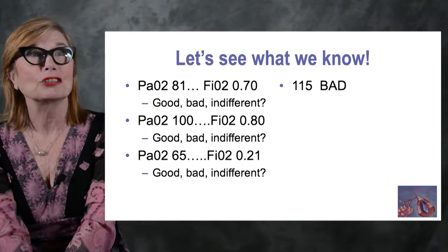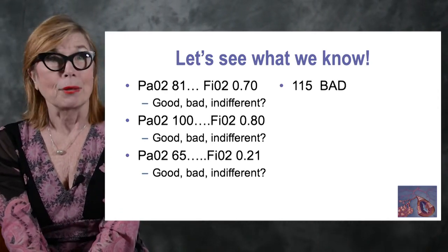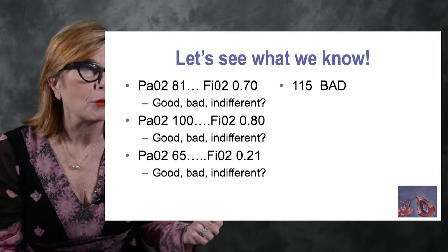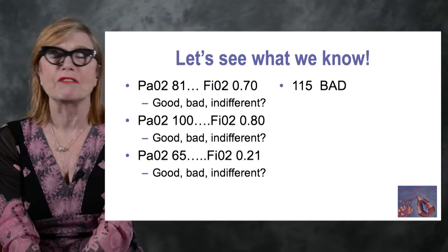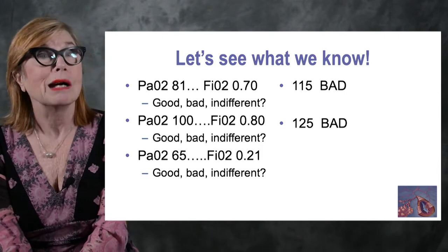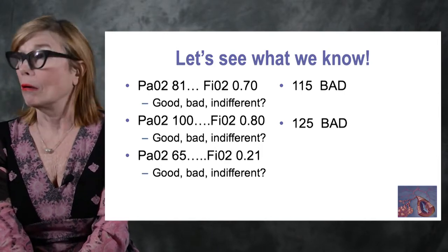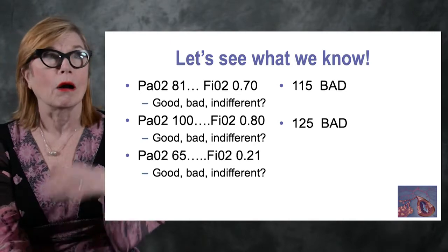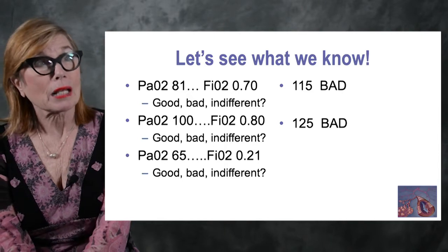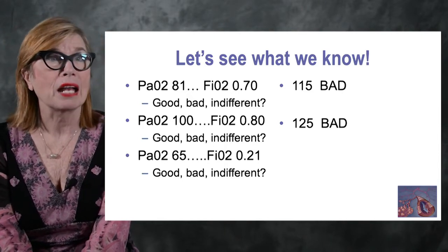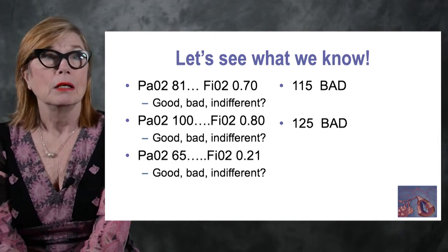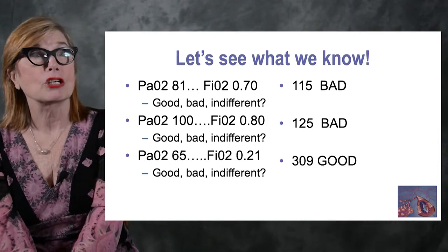And the answers are, number one, P to F ratio 115, bad. 70% FiO2 and a P to F of 115, bad. PaO2 100, FiO2 0.8, 80%. That P to F ratio 125, bad. And last, PaO2 65 with an FiO2 of 0.21. Is that good, bad, or indifferent? It's good. The P to F ratio is 309.